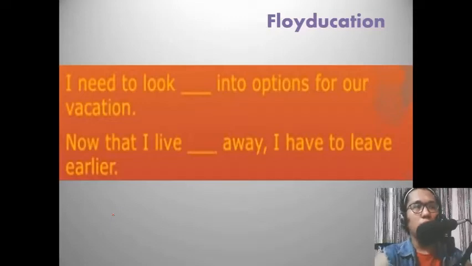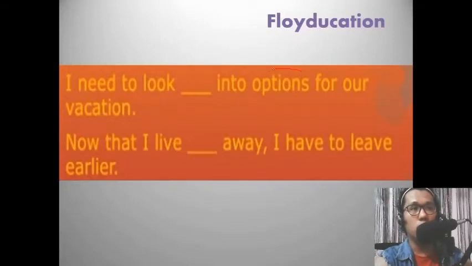Okay, so I need to look blank into options for our vacation. Let's check which one we are measuring here. Options, right? When we say option, is this measurable, or can we not measure it? Of course, we cannot measure that. Not measurable, so further. That's right.